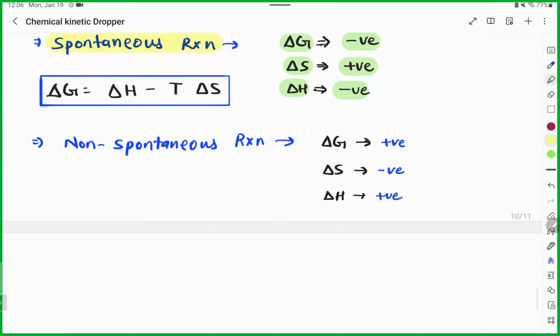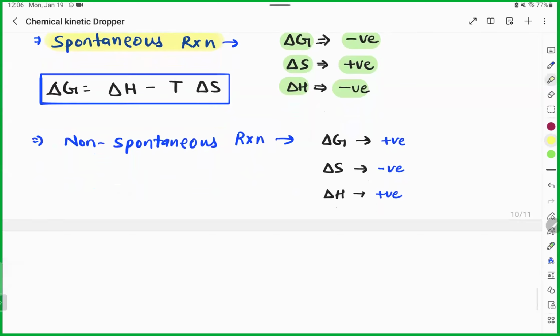Make sense, guys? Whatever food you eat, how much energy you are getting and how much energy you have to invest in the absorption is explained by these factors only: delta H, delta G, and delta S. Make sense? Every single thing in nature is linked with delta G.